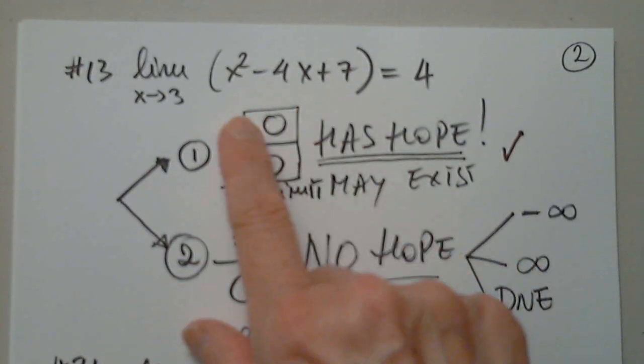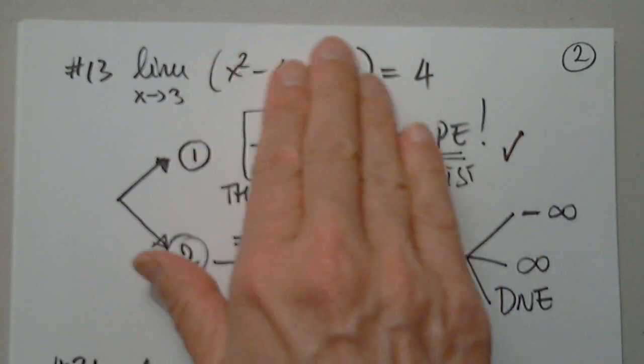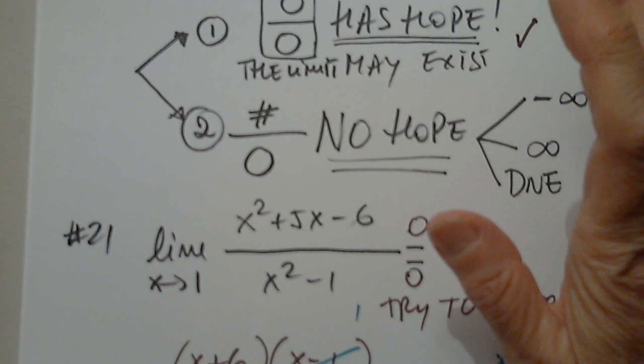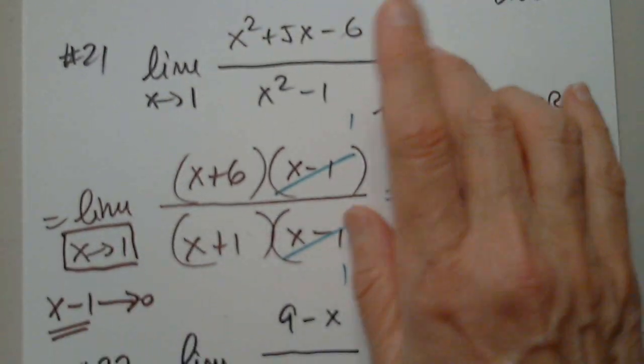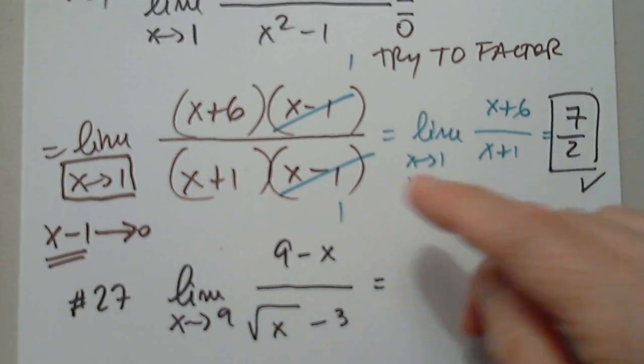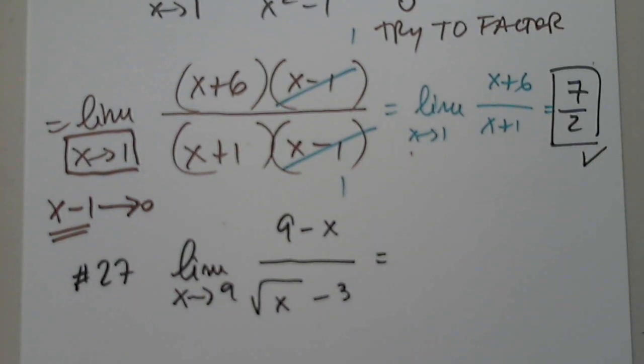Here, it was very easy. 3 was in the domain because this is a polynomial, defined everywhere. Boom, done. Well, this is a different story. I had to work harder, I had to factor, I had to simplify, and then apply the limit. That's why I need to know what this is.